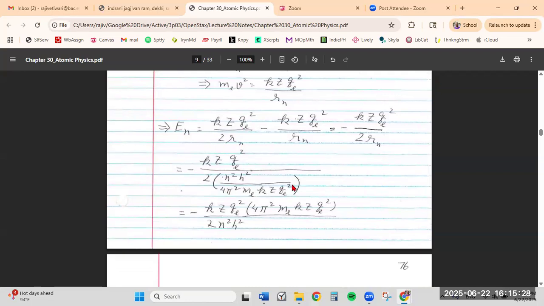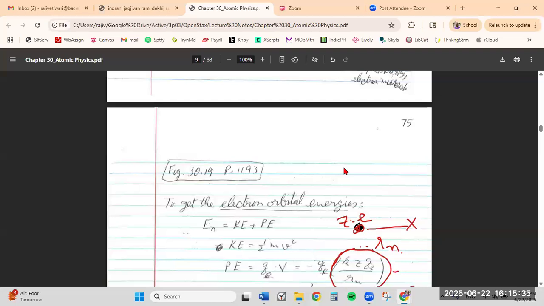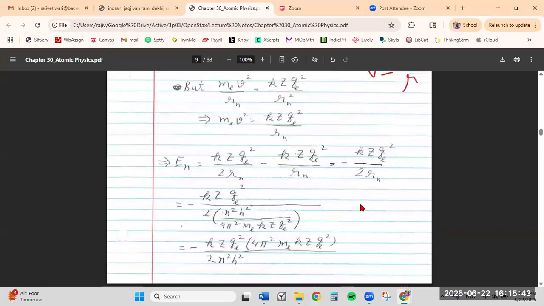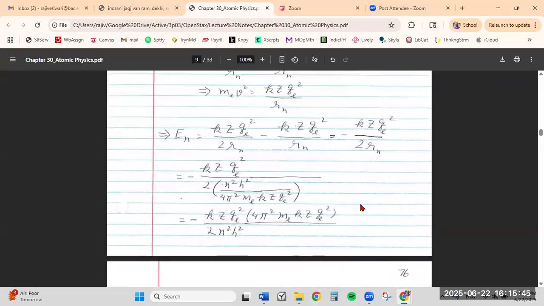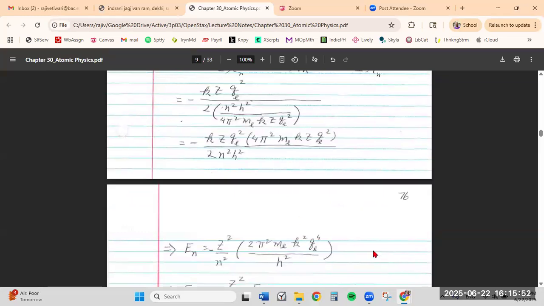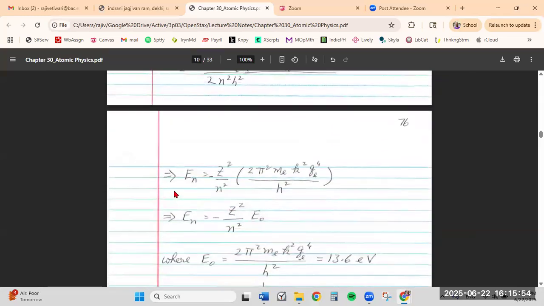And then you plug in the value of the radius of the nth orbit that we derived earlier. That's the radius of the nth orbit. So if you plug that into the equation, that's what you get, kind of bulky, but you can simplify it to some extent. And then the energy of the nth orbit comes out to negative Z squared over n squared times all of this.